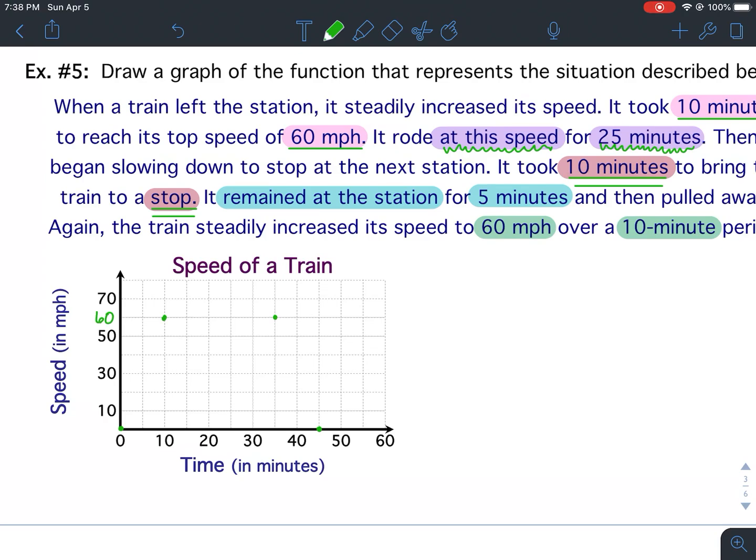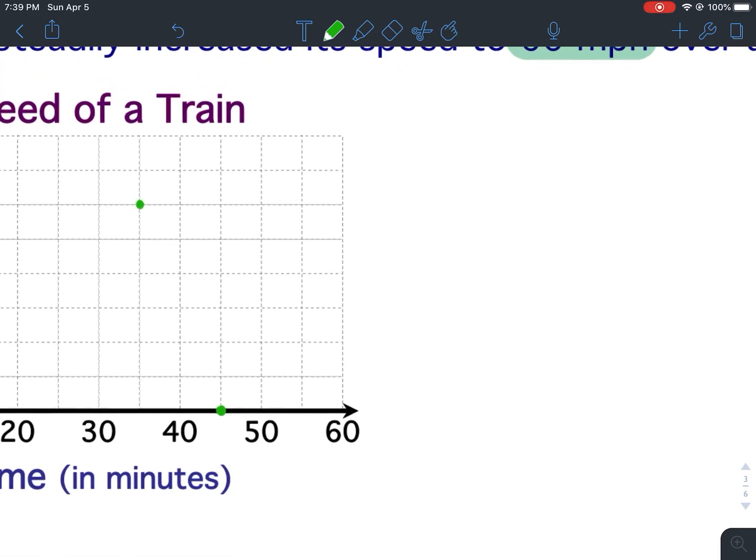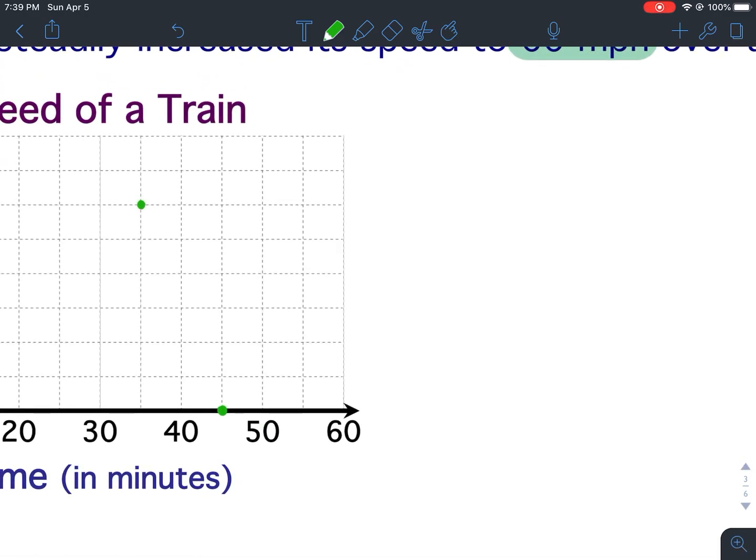It says that it remained at the station for 5 minutes. Let's circle this. All right. Well, how about we box it? There we go. The circle's not working. So we'll box that. There we go. That worked. Okay, so it stays at the station. Well, what's the speed while it's at the station? The speed is 0. So we stay at 0. We stay down here for 5 minutes. So just go over 5 minutes and it's still at 0.